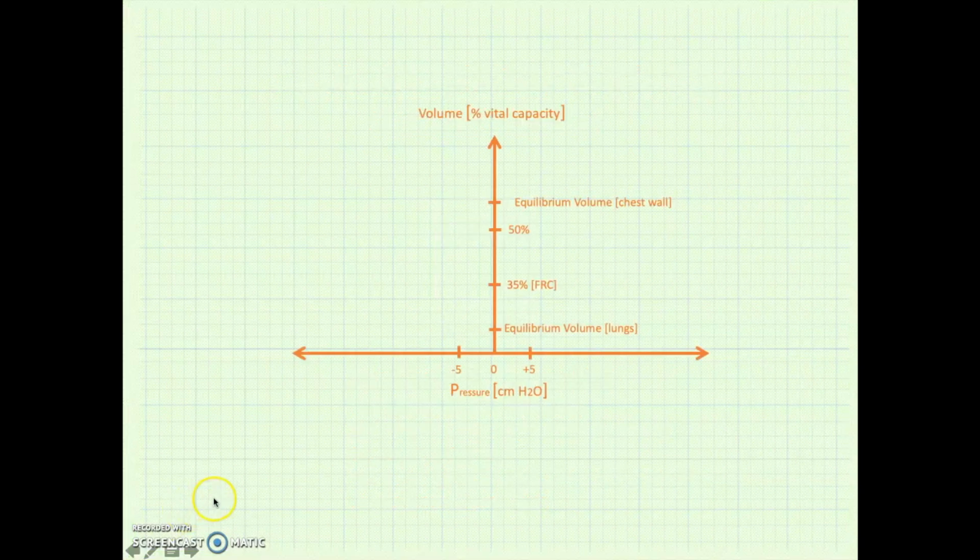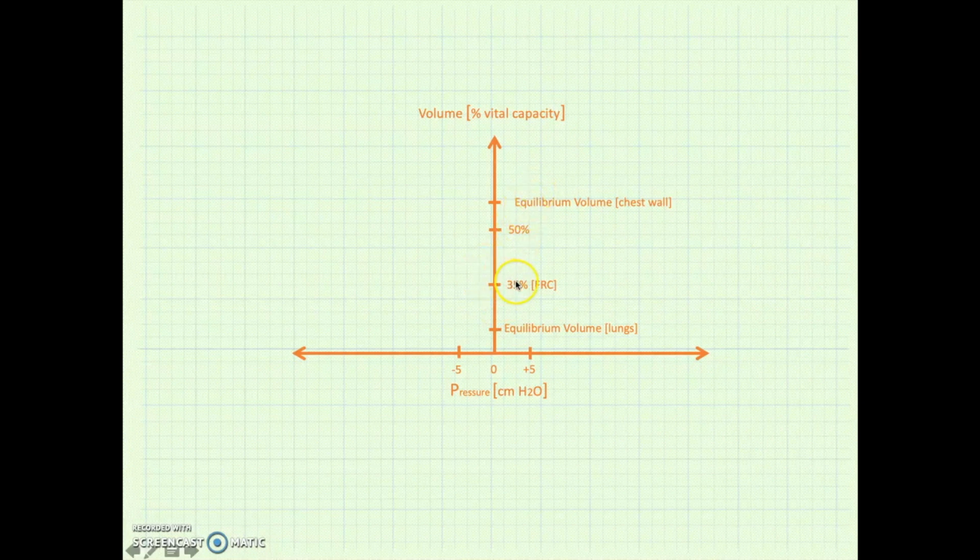So this is the foundation of the Campbell diagram. If any of you have seen my lectures before, you know that here the x-axis is pressure, 0 is atmospheric, positive is above, and negative is below. And the y-axis is volume, and here I've illustrated it, as often done with the Campbell diagram, based on percent vital capacity.